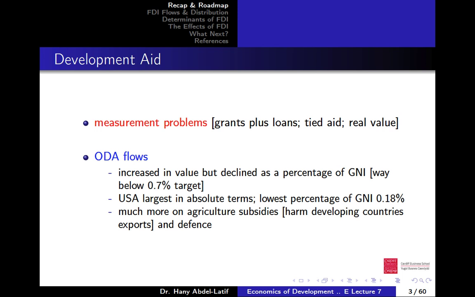As an example, the USA is the largest donor country in absolute terms. But if we look at how much that is compared to its GNI, it's about 0.18%. We also highlighted the fact that developed countries pay foreign aid for many reasons, which we already talked about last lecture. However, at the same time, they spend much more on agriculture or farm subsidies, which really harm the agriculture sector in developing countries. And they also spend much more on defense compared to how much they spend on development aid.